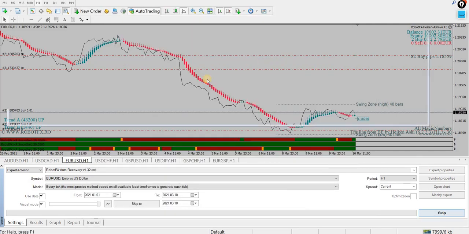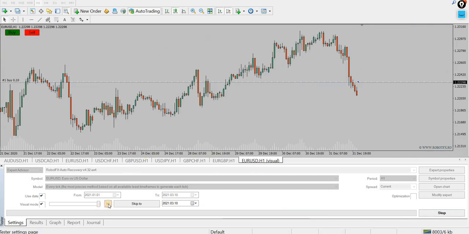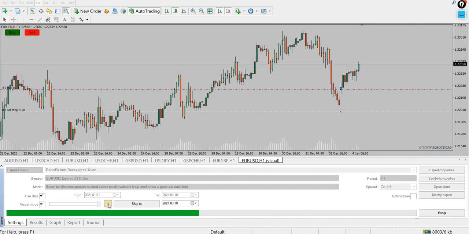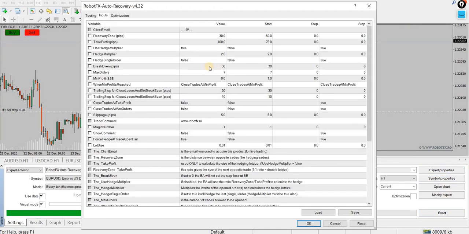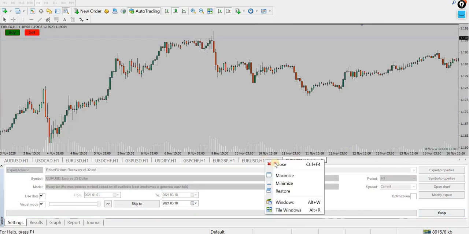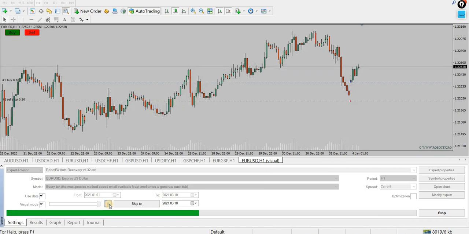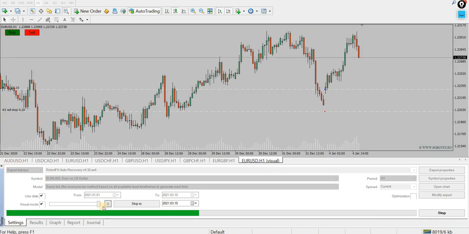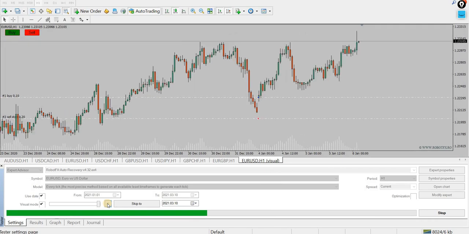I remind you the hedging multiplier is set to 2. That means double. I don't want to use a break even, so I'm going to set this to 0. I don't want to use a break even only because I want to see a basket of trades so I can better explain about the lot size on those settings.